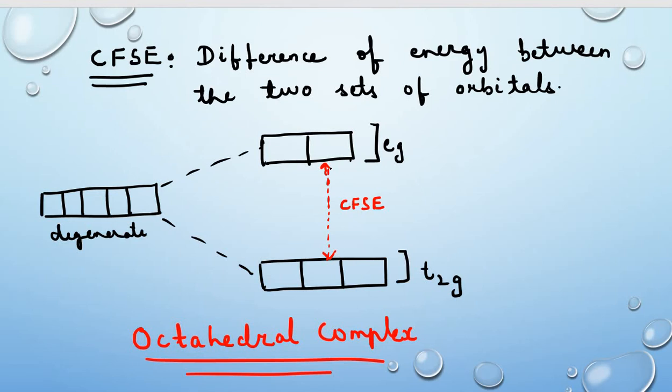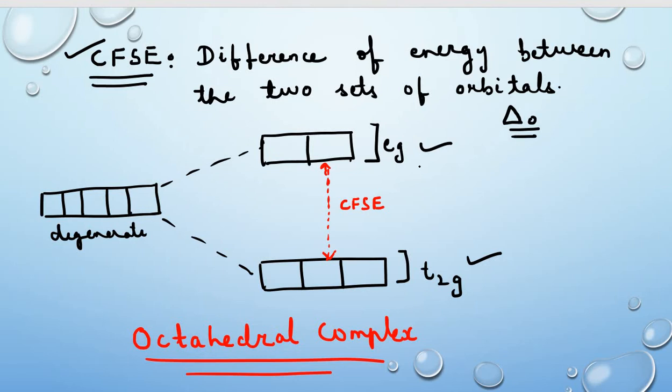Now the difference of energy between these two sets of orbitals, between the T2g and Eg, is known as what? CFSE. What is this CFSE? It is crystal field stabilization energy. So crystal field stabilization energy represents the difference of energy between the two sets of orbitals. So for the Eg level, since this is for an octahedral complex, we will be representing it by delta O.